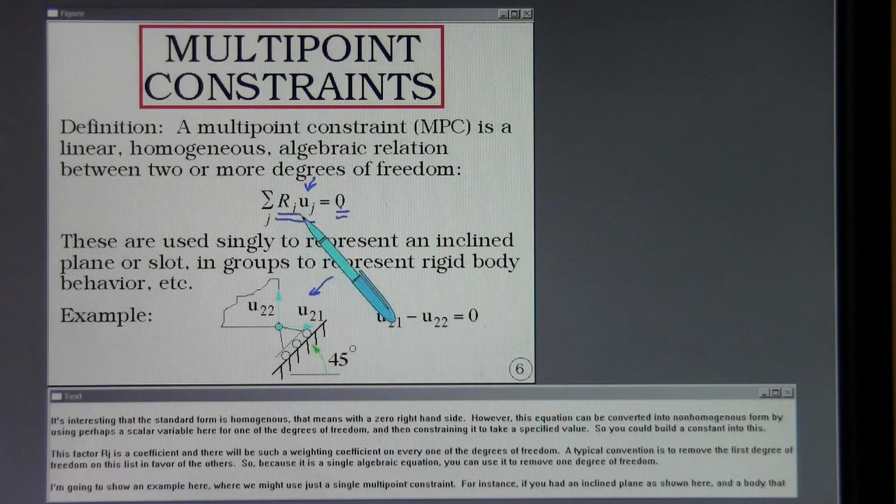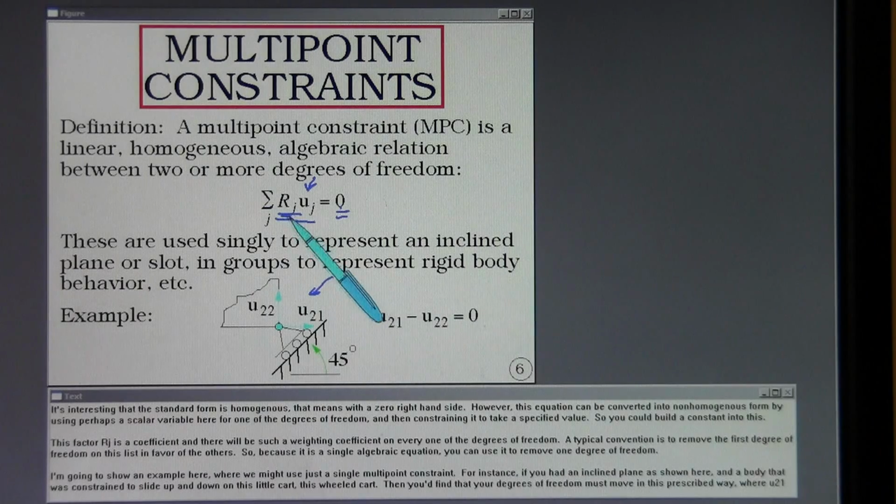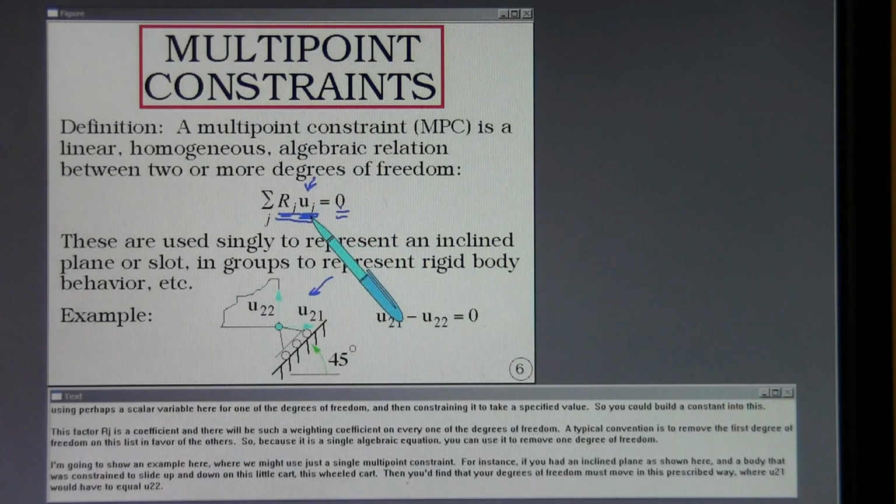This factor Rj is a coefficient, and there will be such a weighting coefficient on every one of the degrees of freedom. A typical convention is to remove the first degree of freedom in this list in favor of the others. So because it is a single algebraic equation, you can use it to remove one degree of freedom.